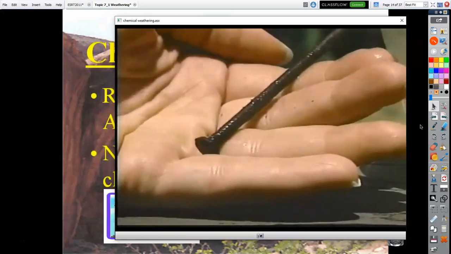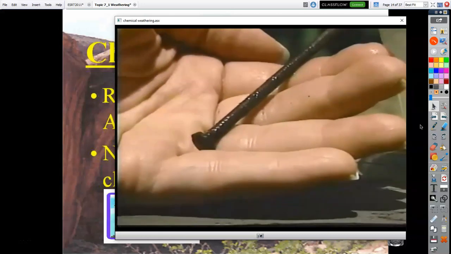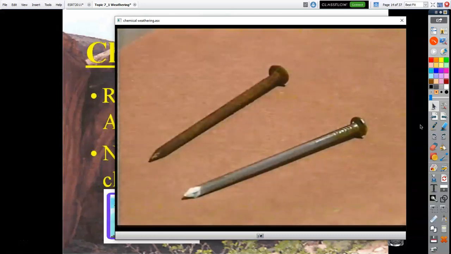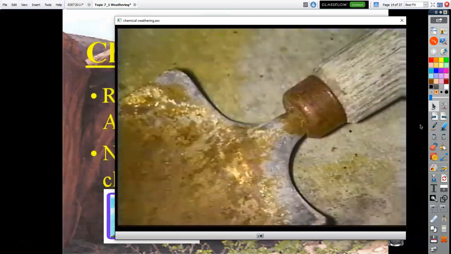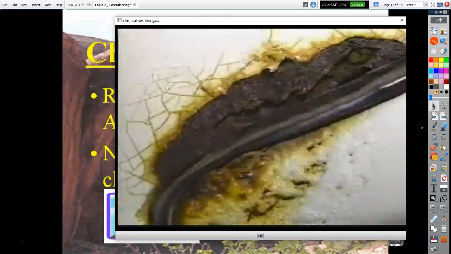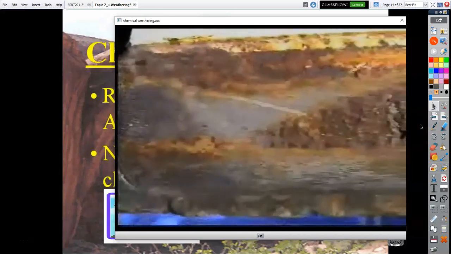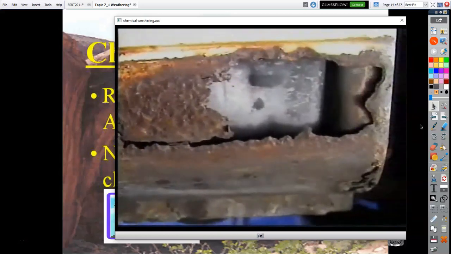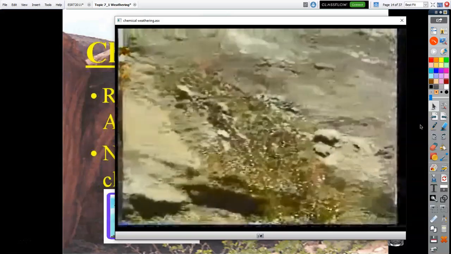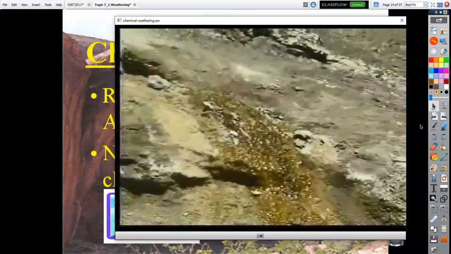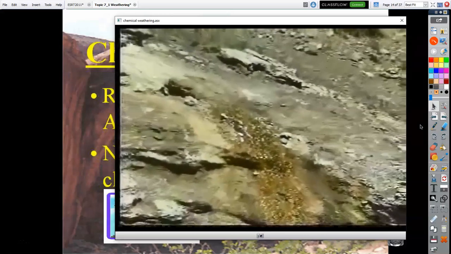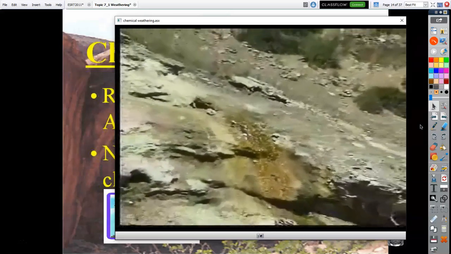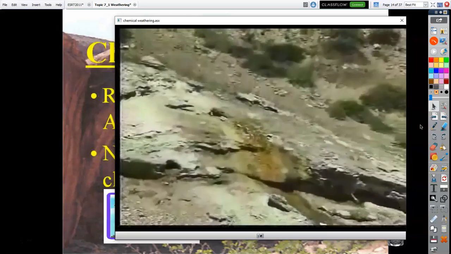Rust is oxidized iron. Here we see the difference between a shiny new nail and an oxidized nail. This rusting or oxidation deteriorates any surface on which it reacts and will eventually cause it to break down and fall apart. The mineral iron is present in many different kinds of rocks, and oxidation can break down these rocks if they're exposed to water for long periods of time.